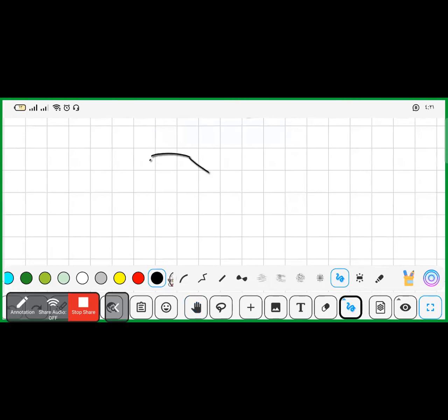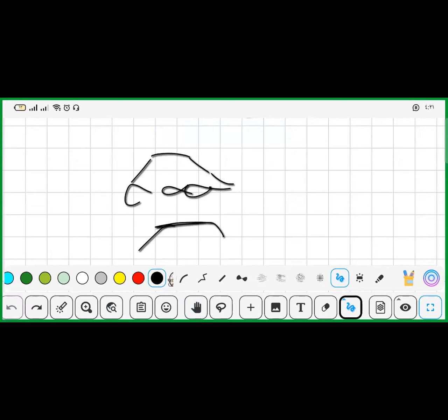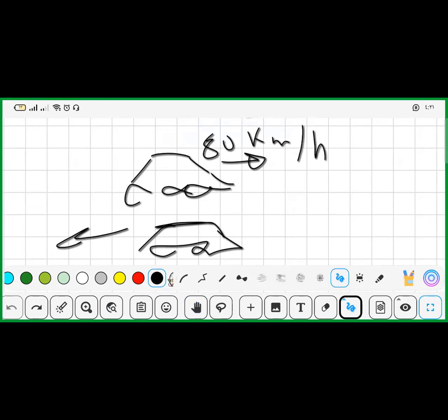Two cars go 80 kilometers per hour. Speed. Car A and car B. Car A goes in the east direction. Car B goes in the west direction.